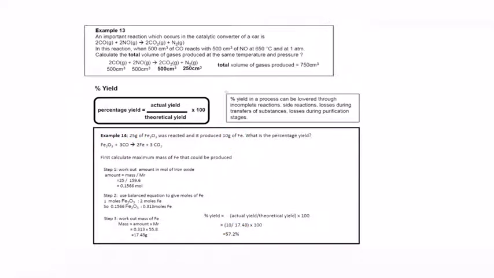These are the reasons. Percentage yield can be lowered through incomplete reaction. Maybe the reaction is not completed. Maybe a side reaction. What does it mean, side reaction? Maybe a substance which is produced here, like iron, may react with another substance, and that we call a side reaction. Maybe some of the mass is lost during a reaction, lost during a transfer, lost during purification stages.